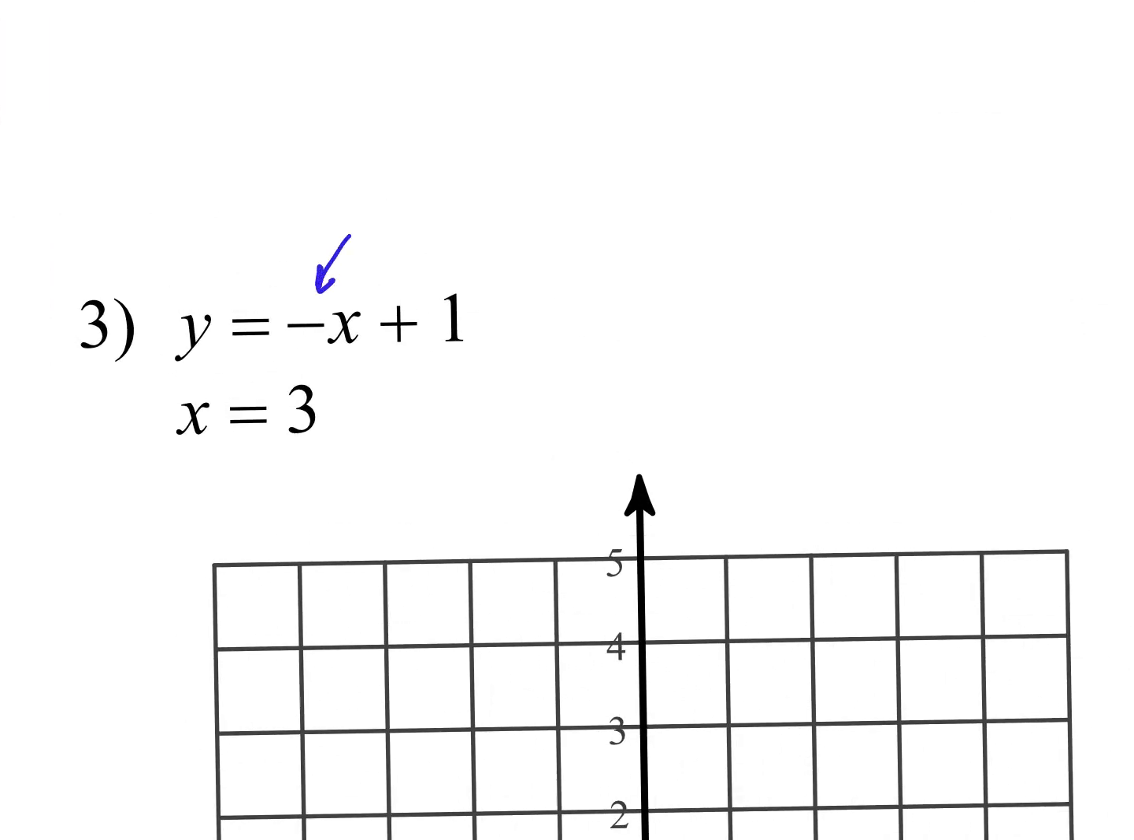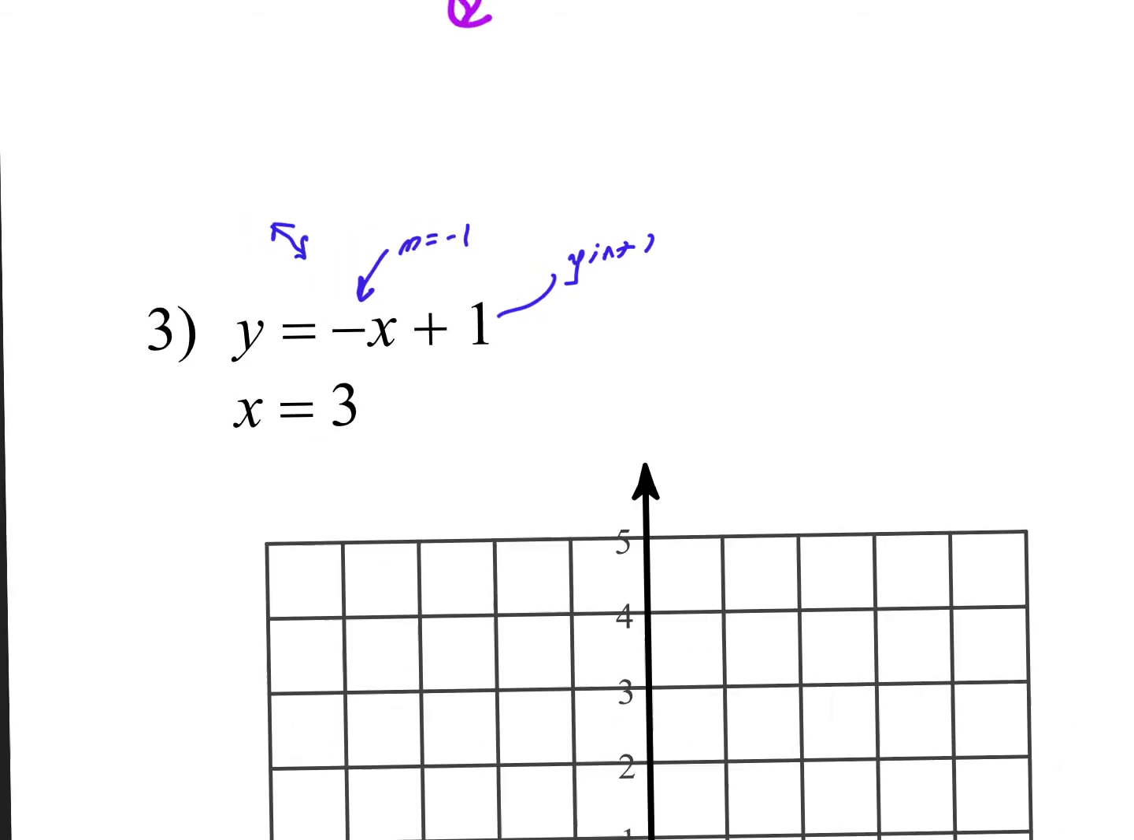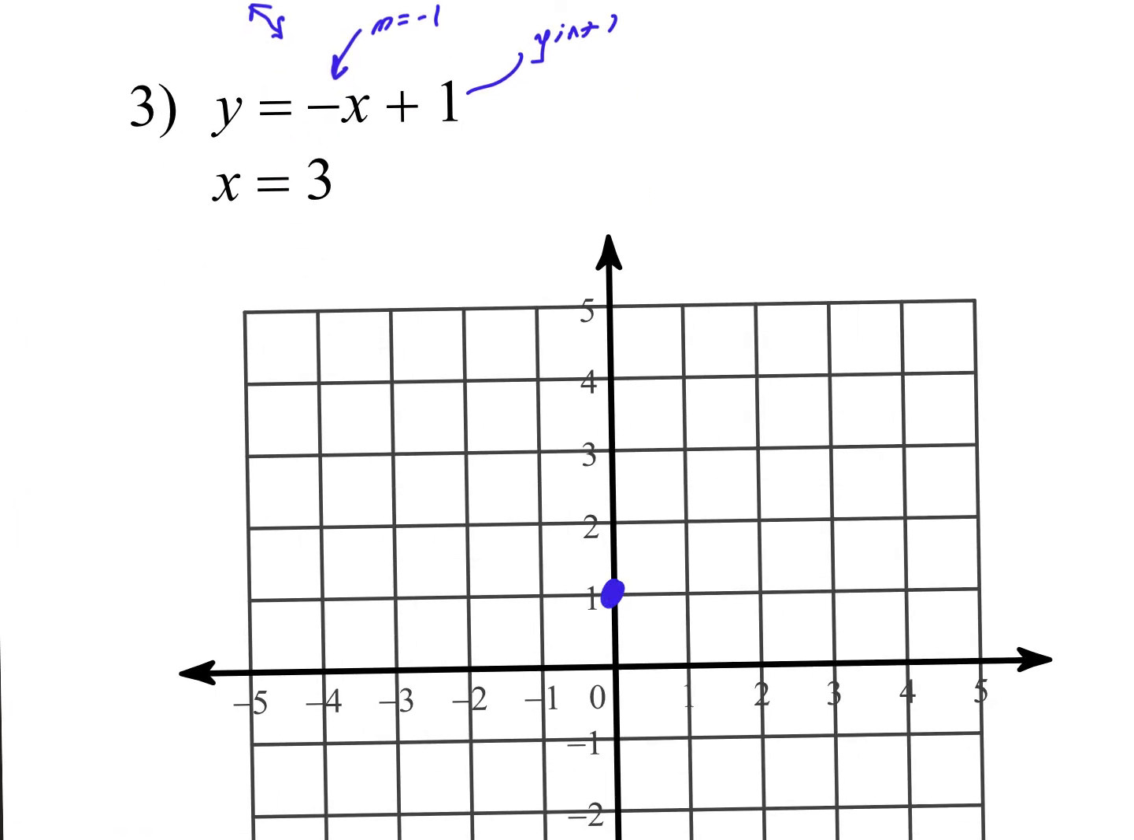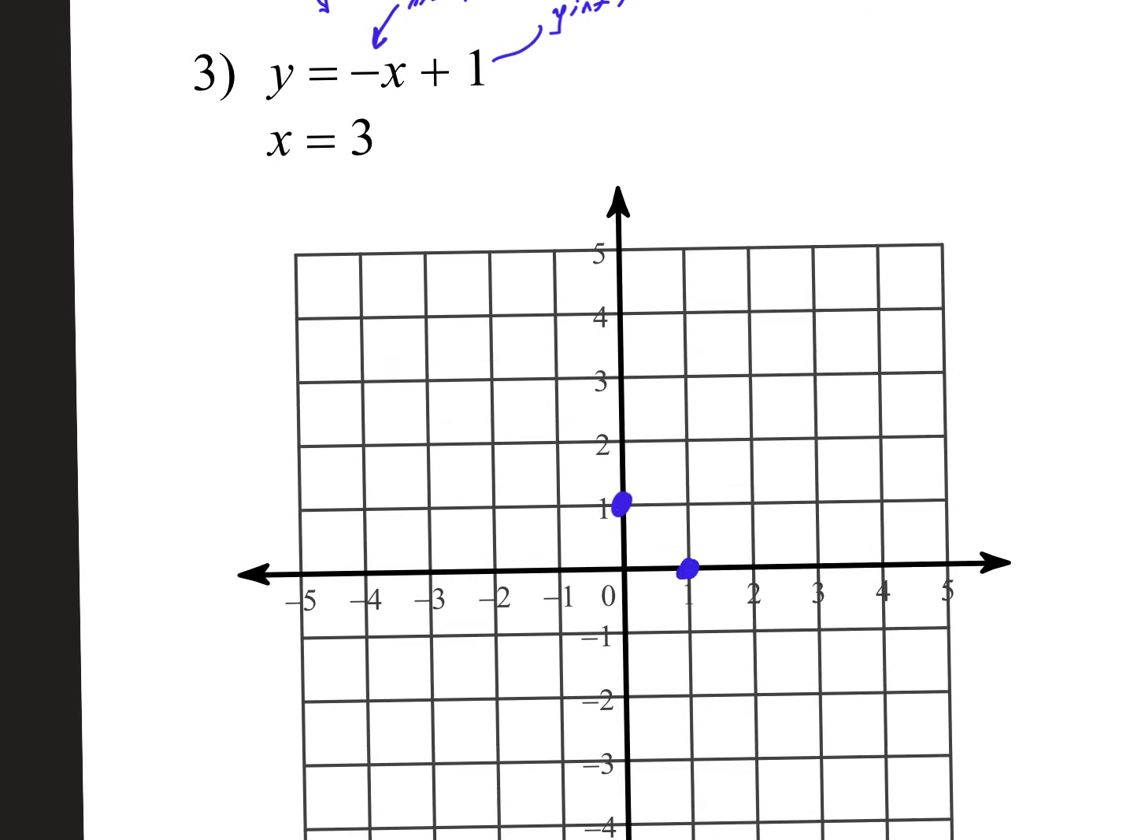My slope is -1, and my y-intercept is at +1. All right, so my line's going to go down because it's negative. So my intercept is at 1, and then I go down 1 over 1, down 1 over 1, down 1 over 1. I can go up 1 over 1, up 1 over 1. Connect your dots. It's a nice, pretty line.